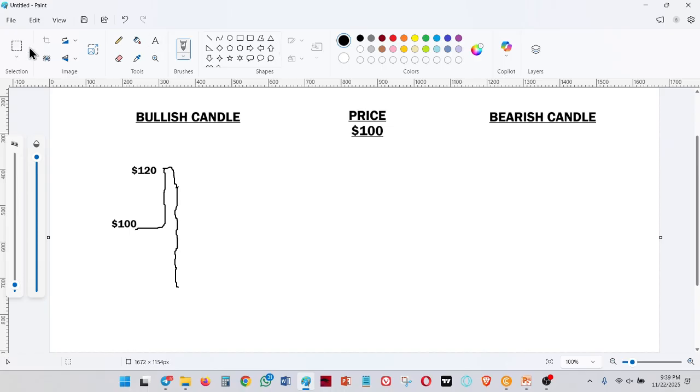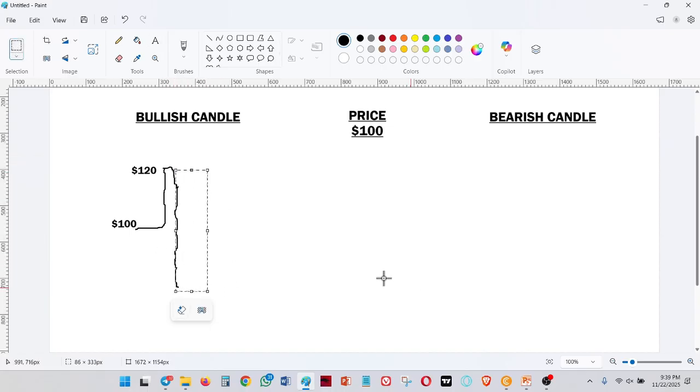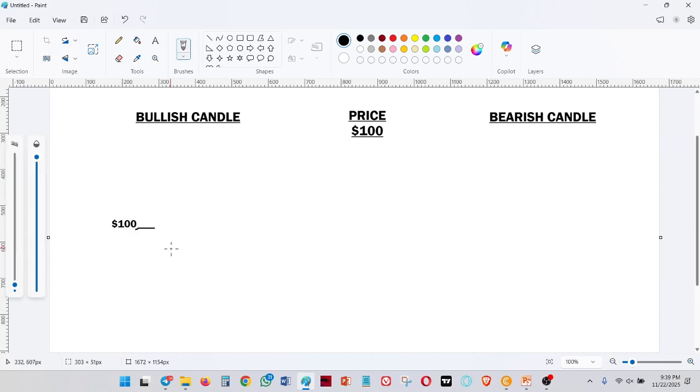Sorry guys, sorry. I'm explaining a bearish candle instead of a bullish candle. Sorry. I'm going to take that all over again. Okay, so what happened? I'm going to delete this now. So we are discussing a bullish candle.